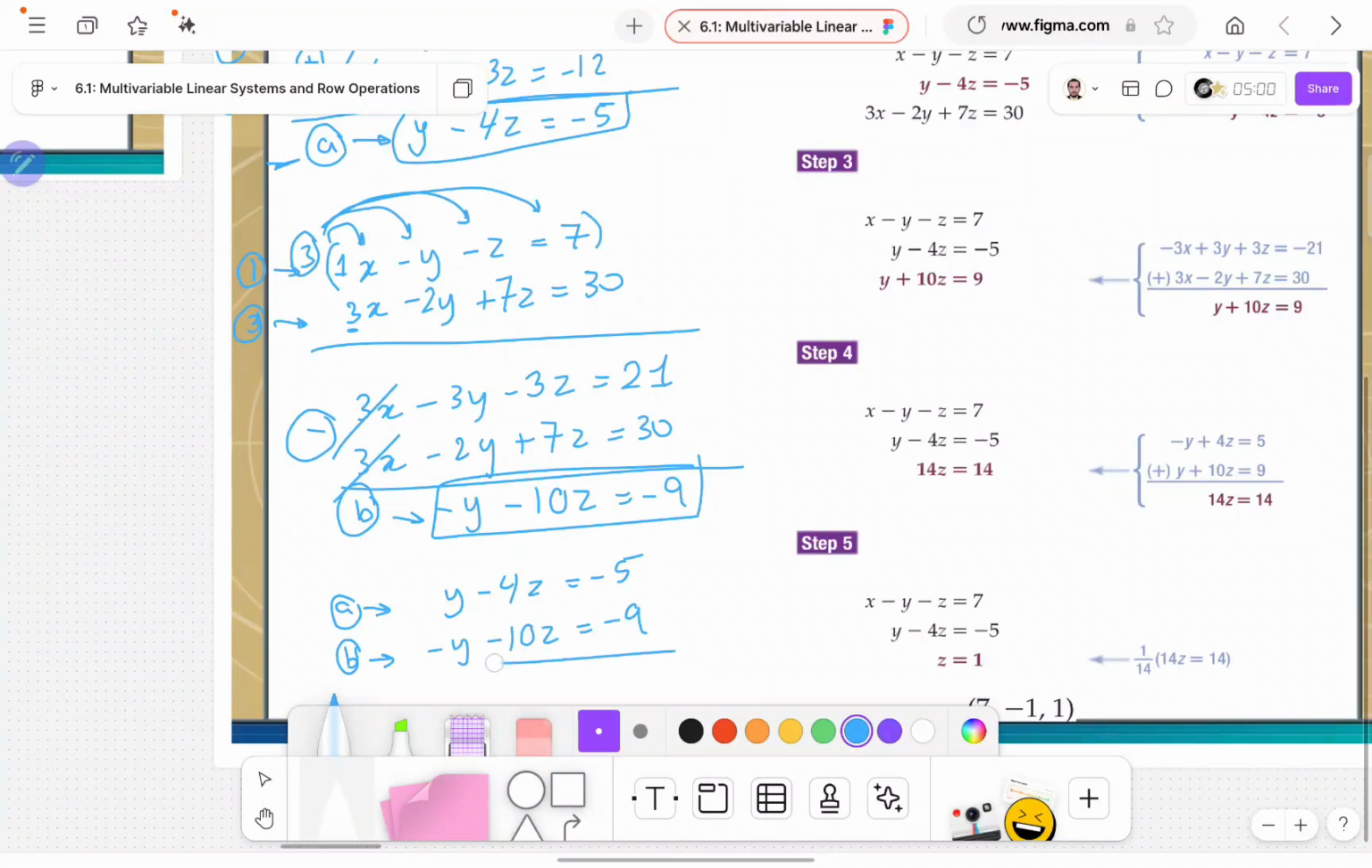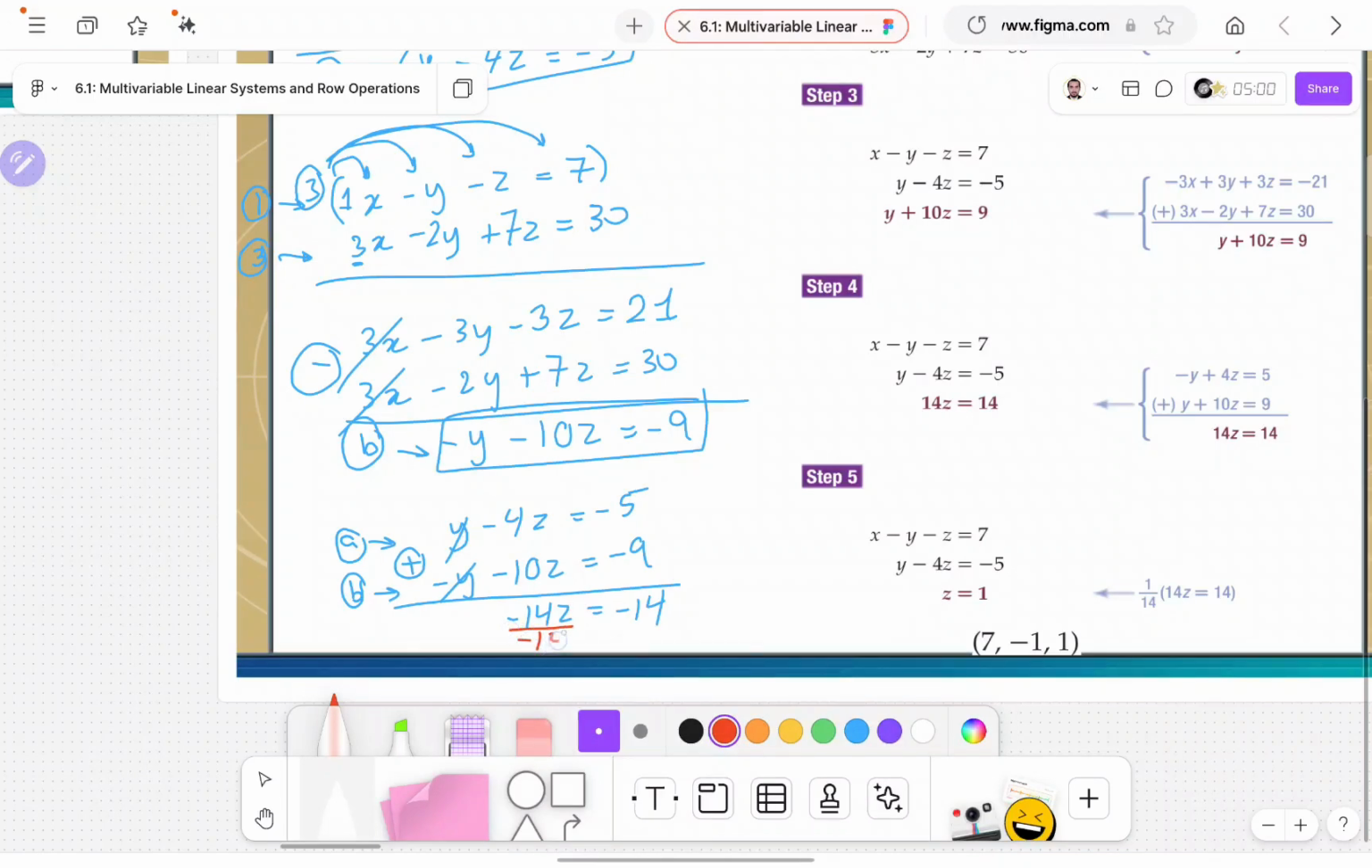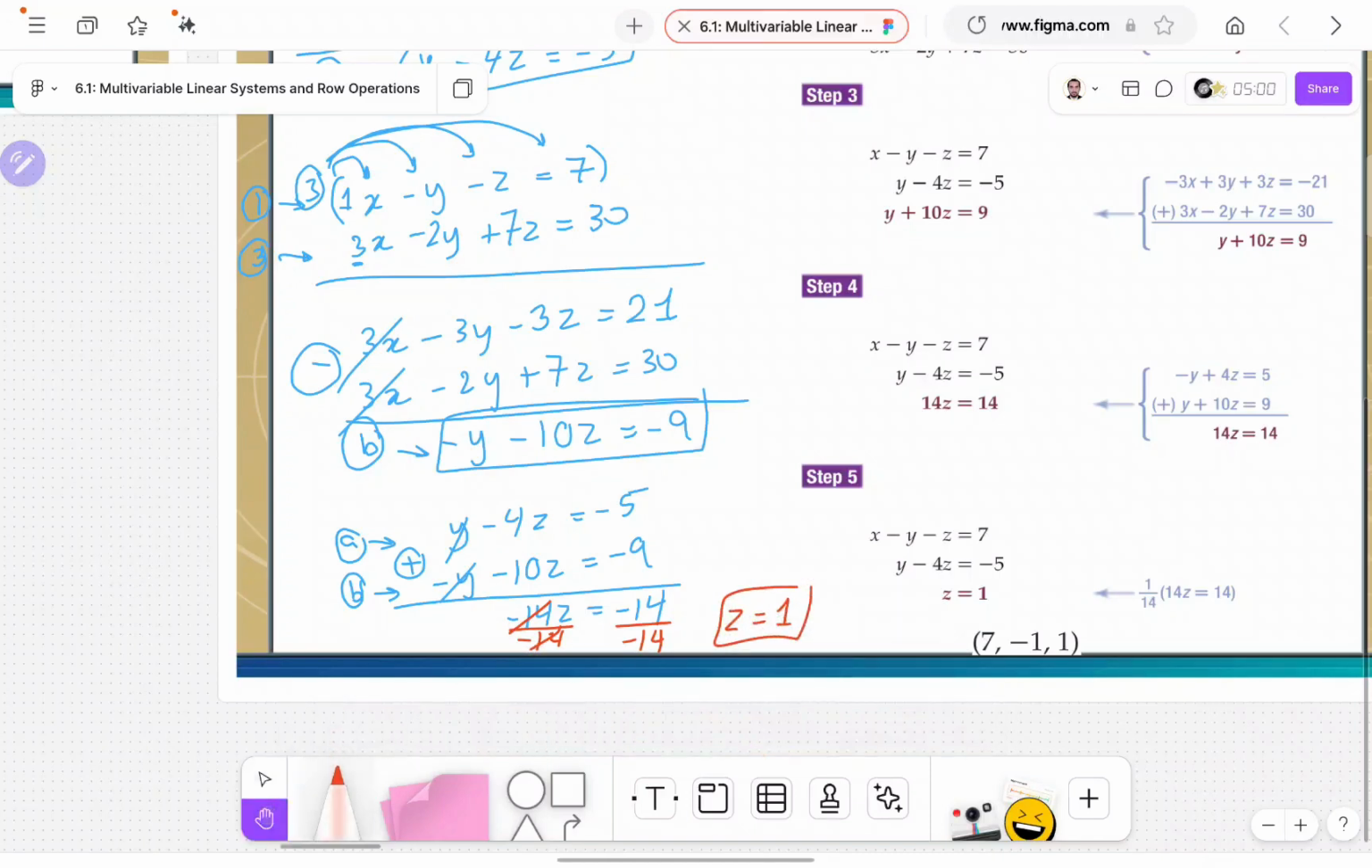So now let's solve them together. Let's add these two equations. y plus negative y, they cancel each other. Negative 4z plus negative 10z is negative 14z, equals negative 5 plus negative 9, which is also negative 14. Now let's find z. To find z, we need to divide both sides by negative 14. So z is equal to negative 14 divided by negative 14, which is 1. So I found z.